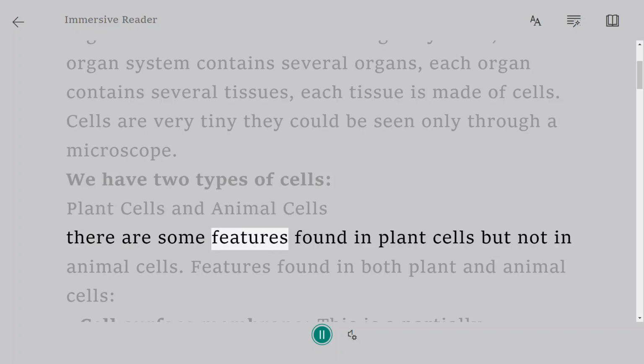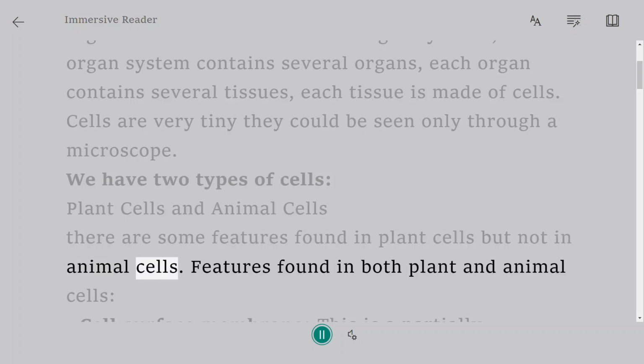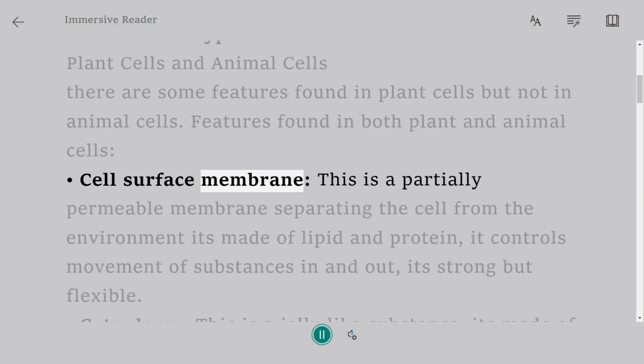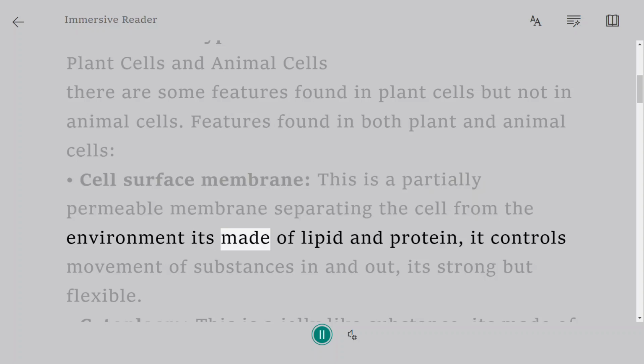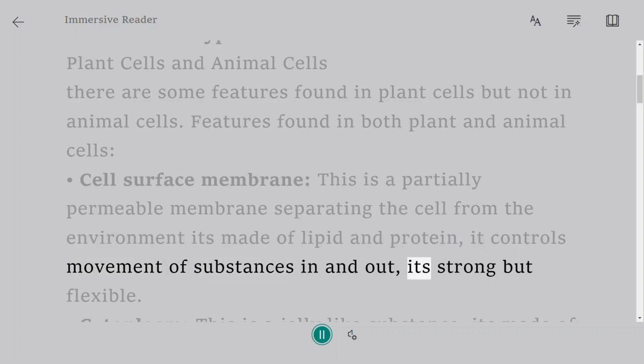There are some features found in plant cells but not in animal cells. Features found in both plant and animal cells. Cell surface membrane. This is a partially permeable membrane separating the cell from the environment. It's made of lipid and protein. It controls movement of substances in and out. It's strong but flexible.